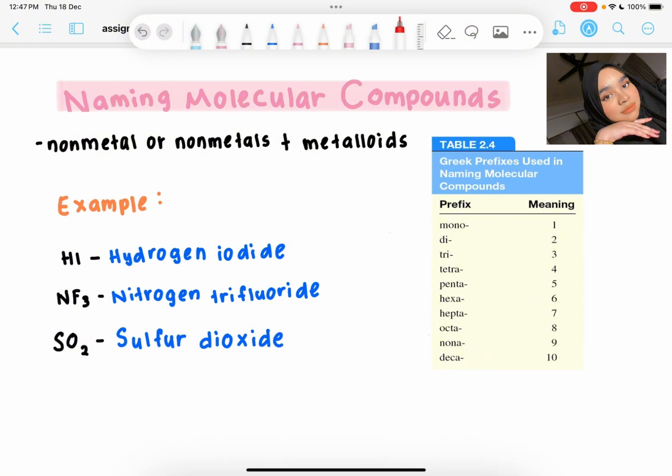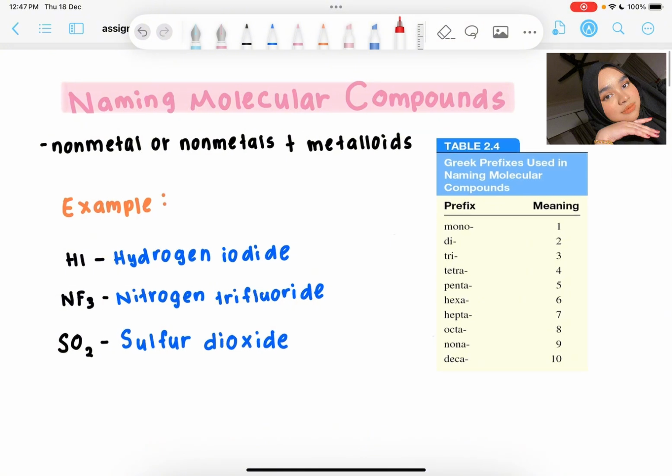For example, mono means 1, di means 2, tri means 3, and so on. Now, the first element keeps its original name, but the second element always ends up with "ide". We usually do not put mono for the first element.